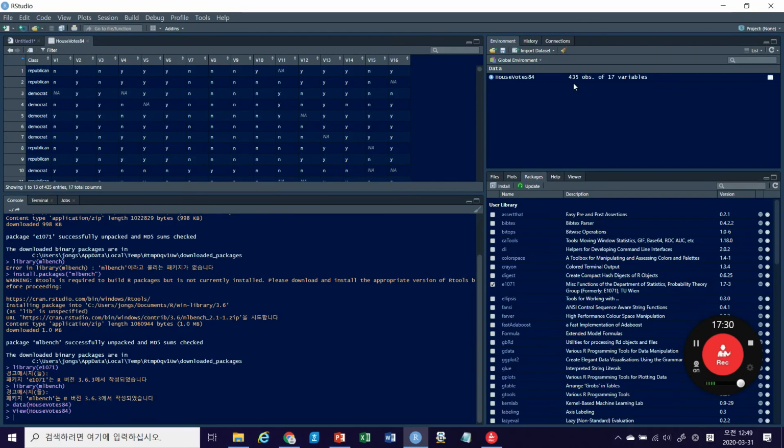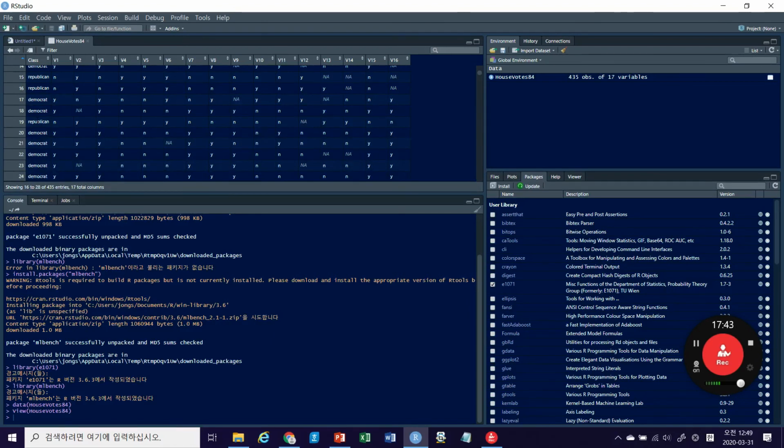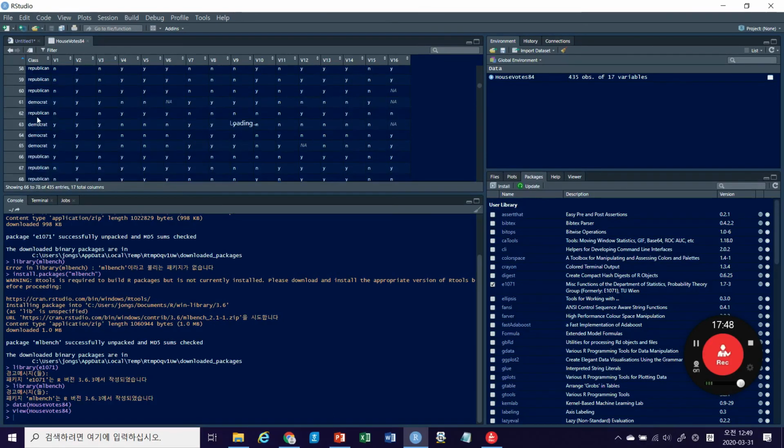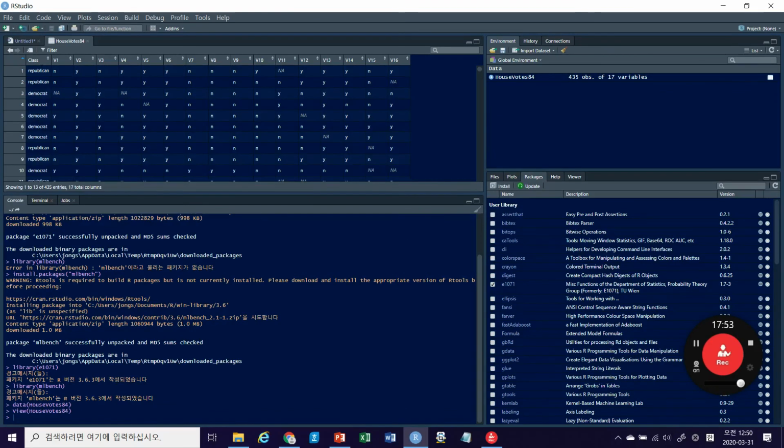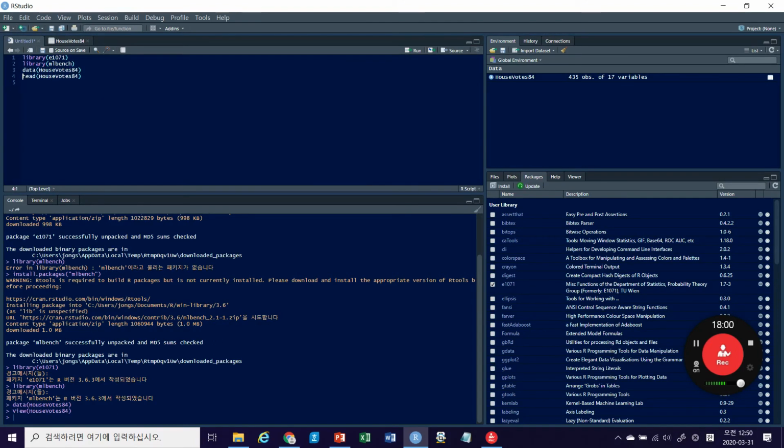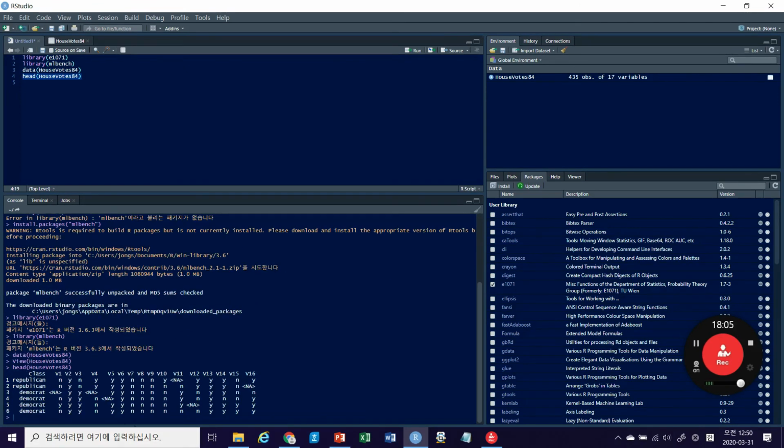There are 435 observations and 17 variables, and the first one, as you can see from this, is the class variable, and there are two classes, Republican and Democrat. So it was about classifying people into two classes. Is this guy Republican or something like this? And then by using this command, you can see the first few lines of this data set.